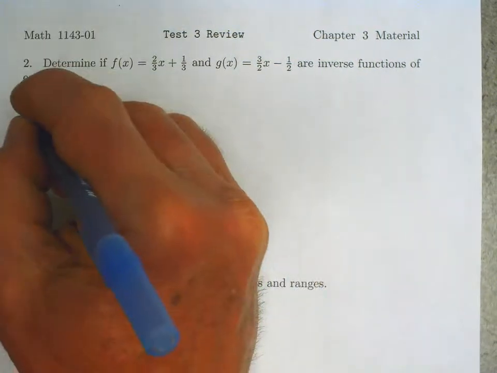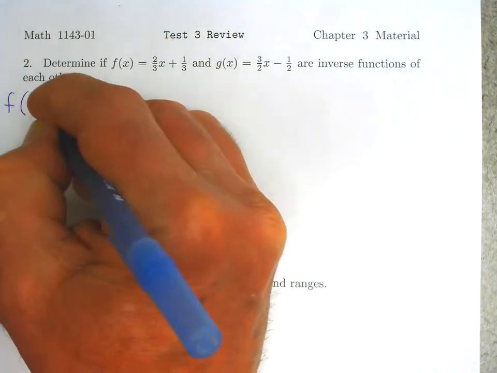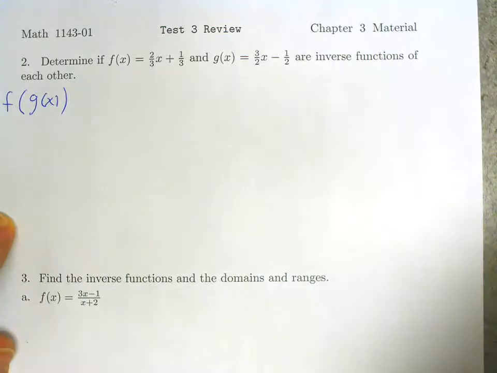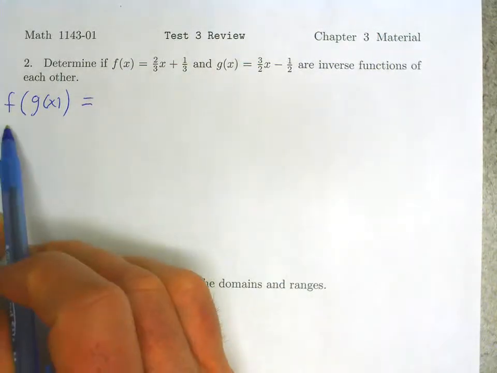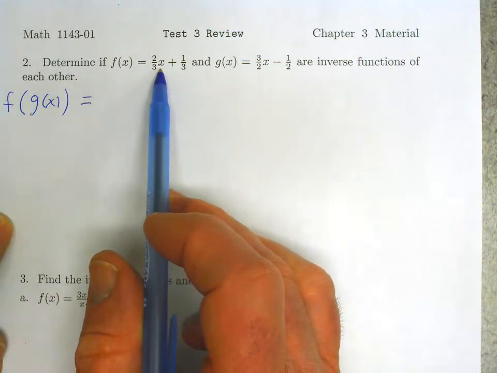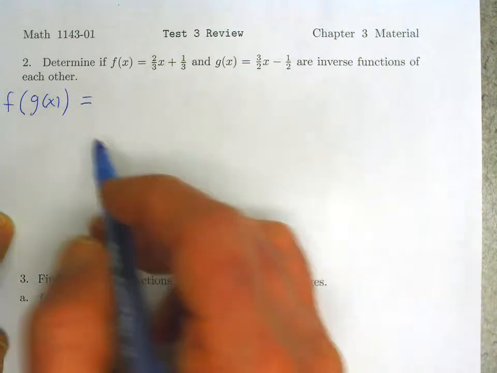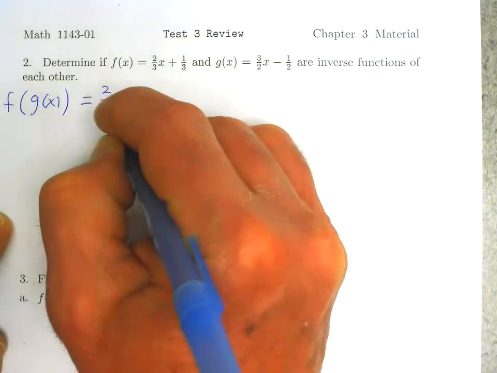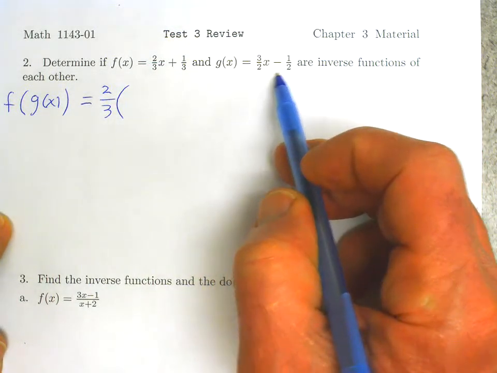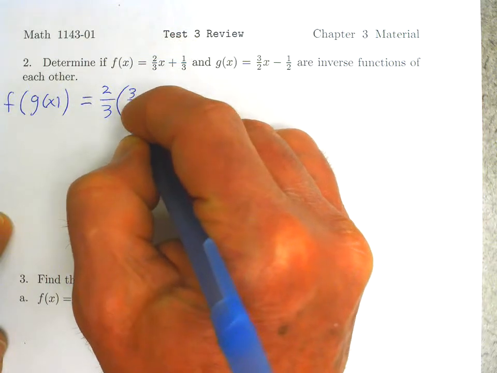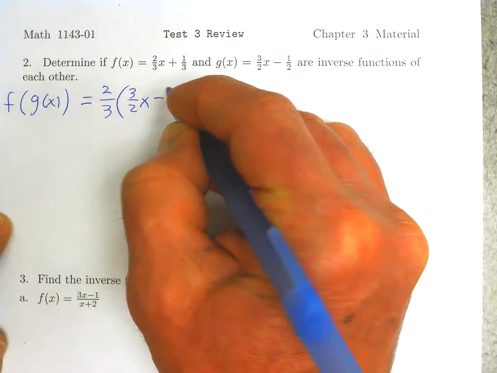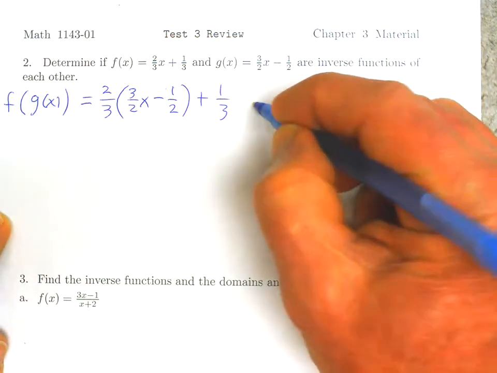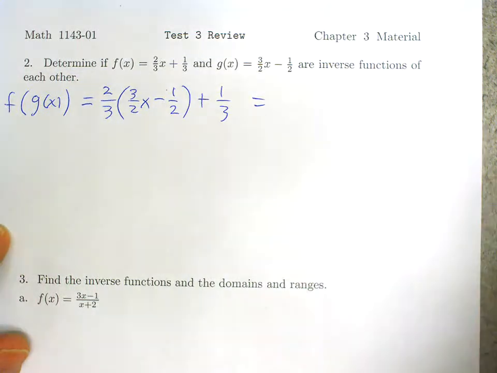Okay, so an analytic test: if we compute f of g of x, that is, if we compose f with g, this means in the function f, we're going to replace every x with what g of x is. So f of g of x is equal to 2/3 times what g of x is. So 2/3 of 3/2 x minus 1/2, and then plus 1/3 on the outside. And then we do the arithmetic.